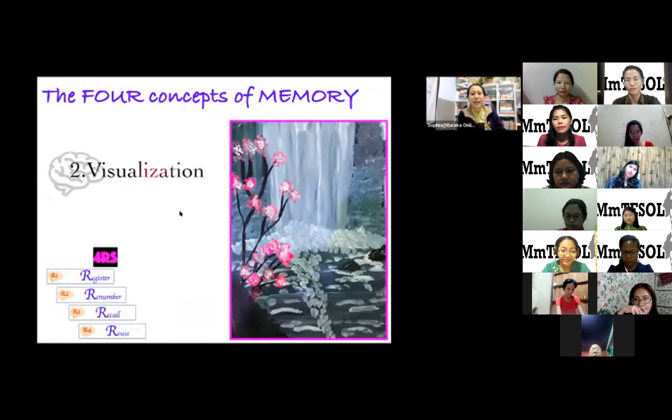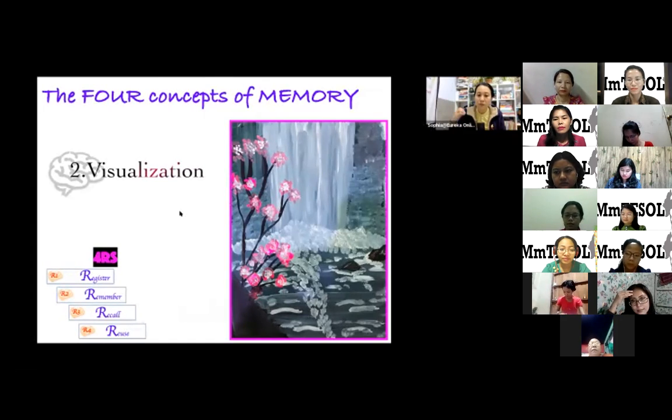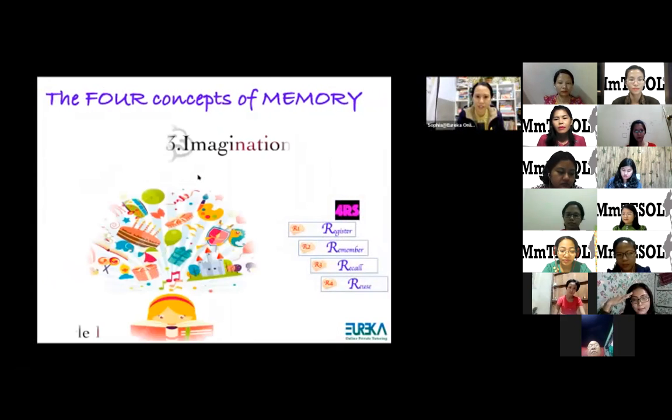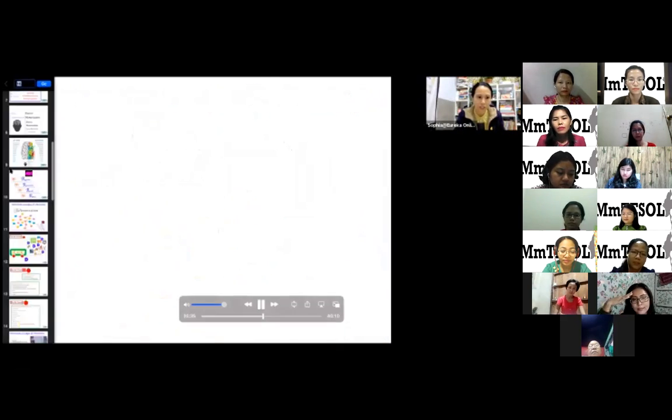So if we can make use of visualization and association whenever we read, whenever we learn, even when we watch a video, right, we can remember more. And especially if we can personalize our experience, it will last longer. So that's visualization. And the next concept is called imagination.